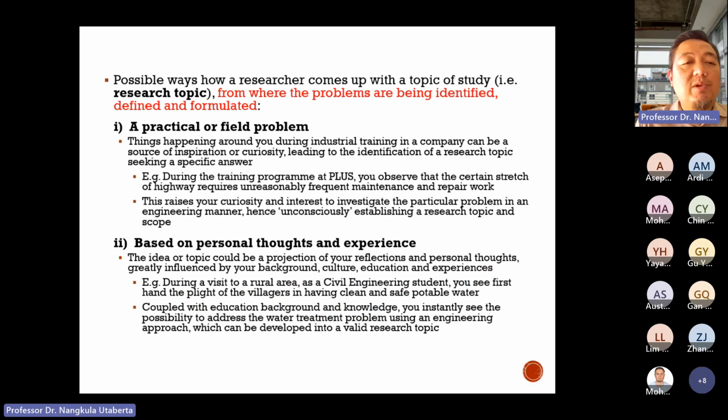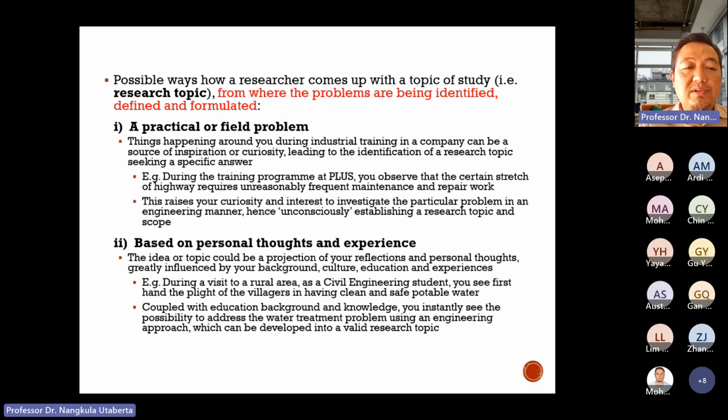There are different possible ways a researcher can come up with a topic of study. This is where you start a research topic, and this is the area where you identify the problem. Number one is that sometimes the problem comes from a practical or field problem. Field issues. When you go to the sites, you go to the practice, you see how the people design. For example, in architecture, in the construction of buildings and the design process of buildings, those are problems in the field.